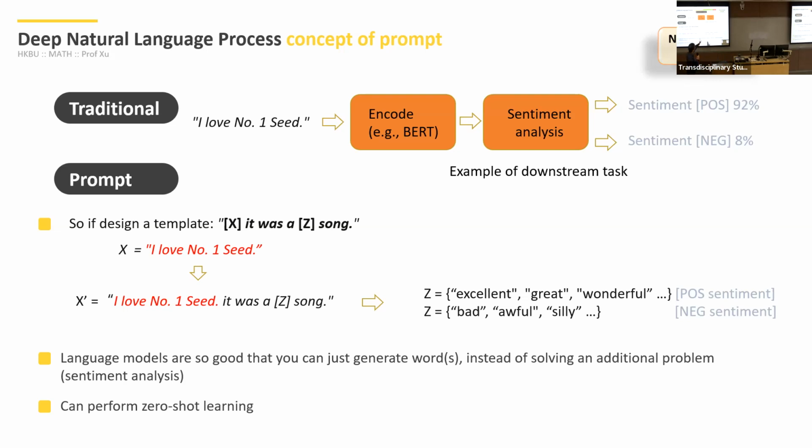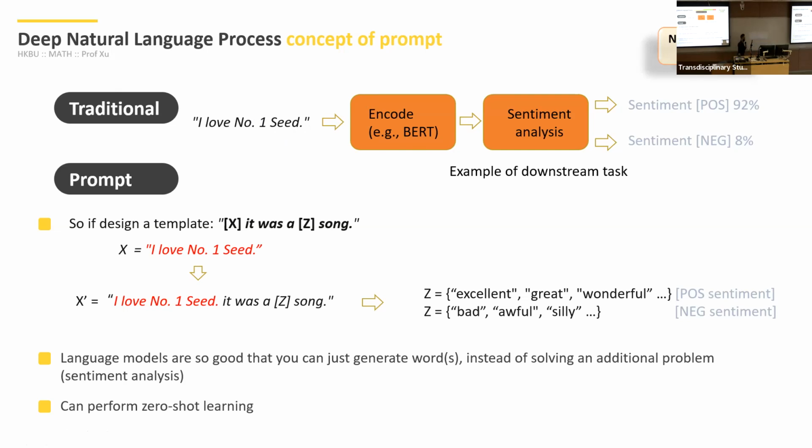So if you want to solve what we call the downstream task, after you have converted the sentence into numerical representation, let me pick a particular downstream task, sentiment analysis. So if you input this sentence, say, "I love #1 seed," which is a song by Gongtou, and you put that sentence into the encoder, it will generate the numerical representation for it, okay?